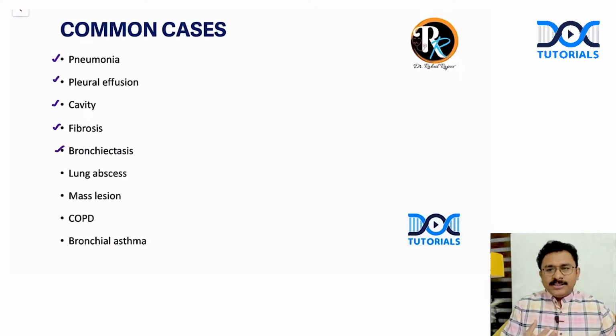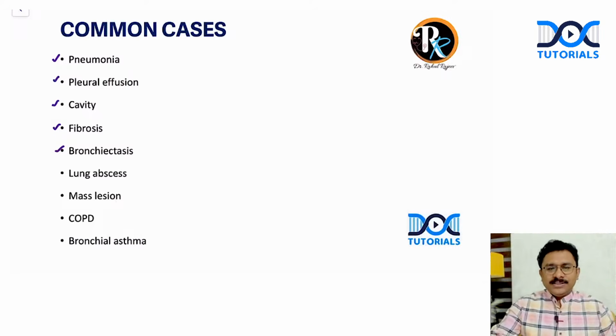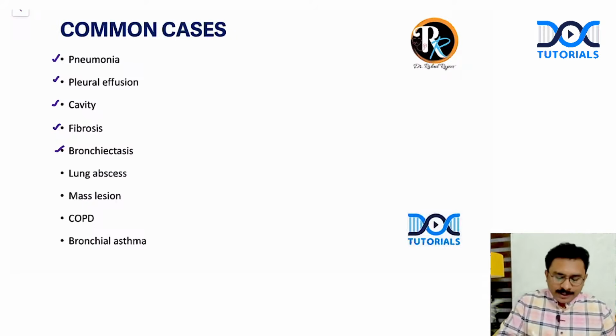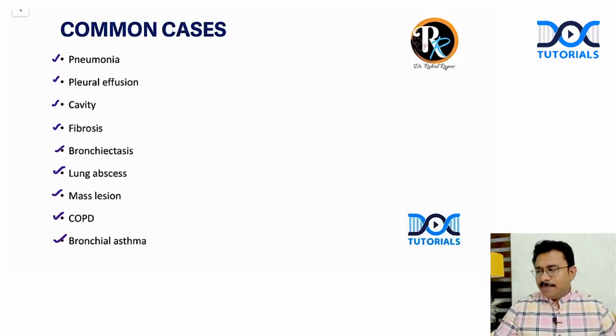Bronchiectasis can also develop as a sequelae of tuberculosis. You can have one pathology having multiple etiologies. So fibrosis is not always due to a tuberculous sequelae. It can also be due to a part of interstitial lung disease, maybe disorders like sarcoidosis. Then lung abscess, mass lesion, chronic obstructive pulmonary disease, and bronchial asthma. These are the common cases that are usually kept. Some of them may be long cases, some of them may be short cases.